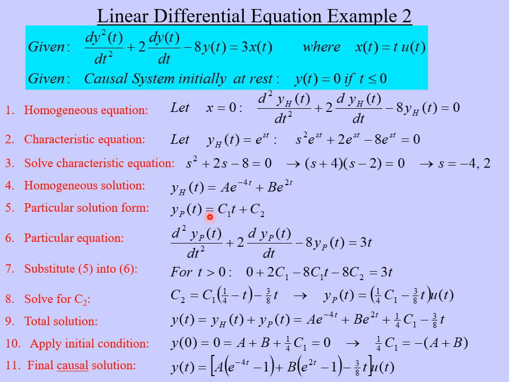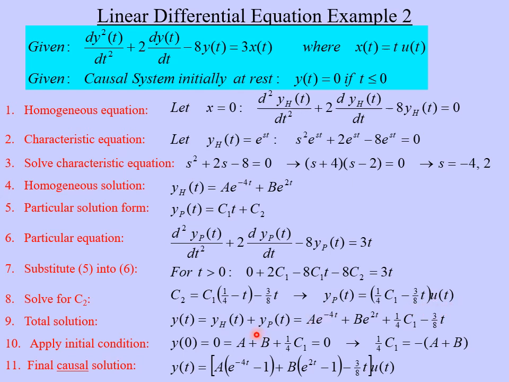Now, for the particular solution, we have to look at the form of x, and it's t. All right, so we go back to that table, and we find that the particular solution form has to be c1t plus c2. So plugging that back into the original equation, we end up with this right here. We end up with this equation for our constants c1 and c2 as a function of time. And we can solve this for c2, all right, and stick this back into our particular solution. And we get a particular solution that looks like this.